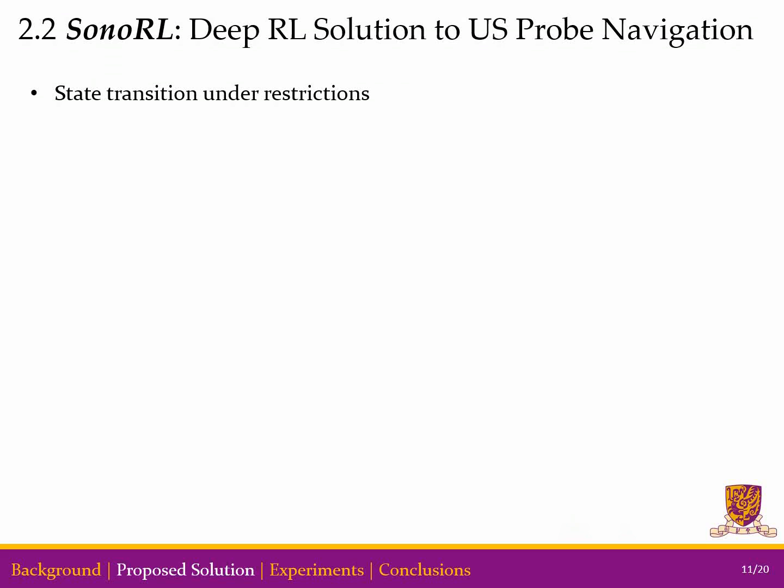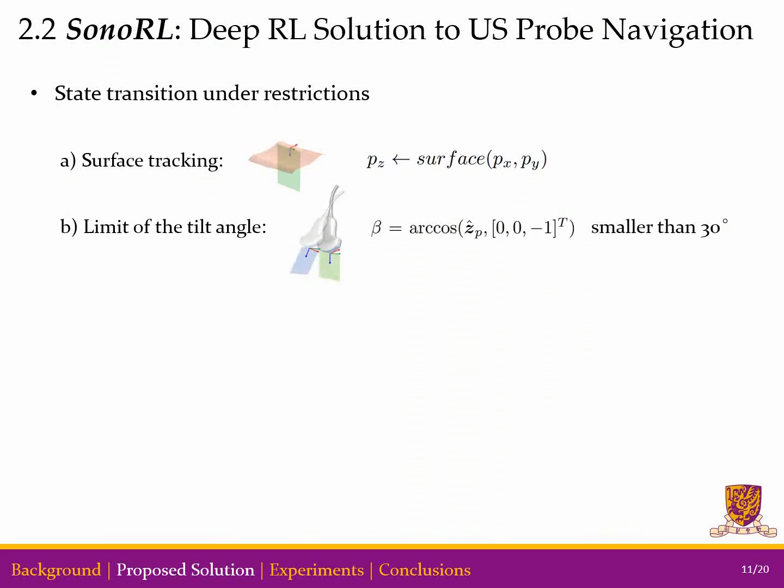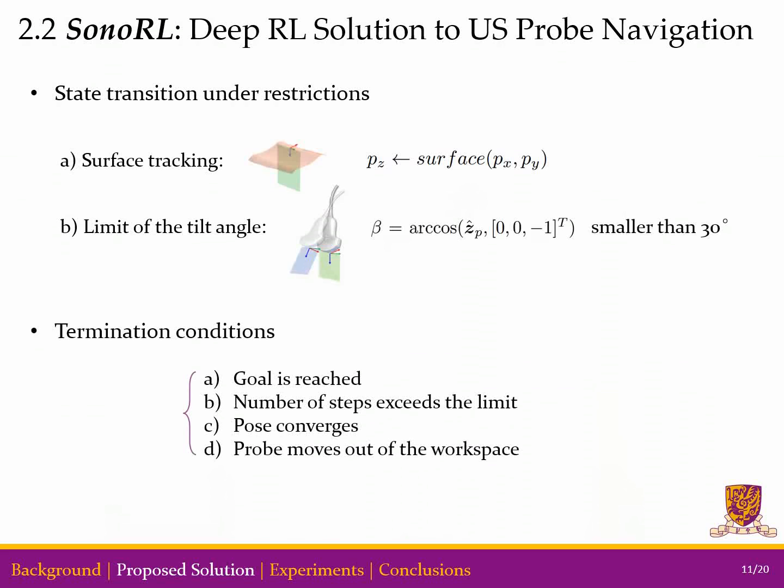For the state transition model, we consider 2 requirements in real-life ultrasound acquisitions. First, after the 5D movement of the probe is determined by the selected action, we adjust the position of the probe along the z-axis to make the probe follow the patient's surface. Second, we limit the tilt angle of the probe to 30 degrees to ensure the comfort and safety of the patient.